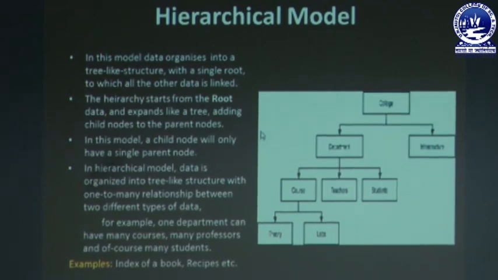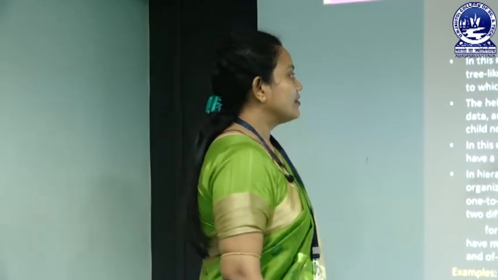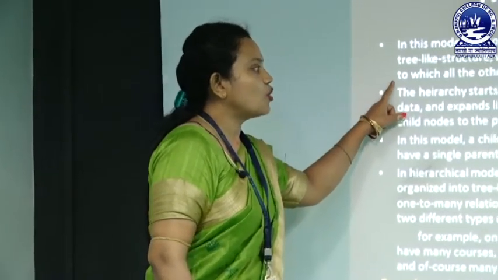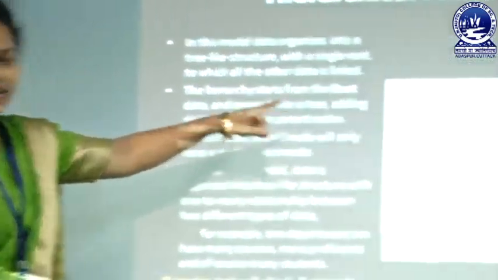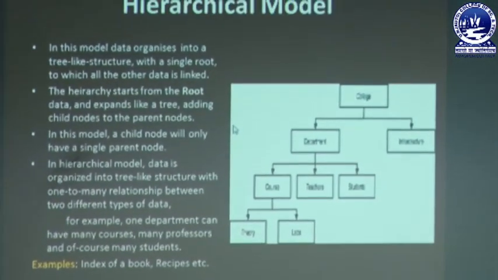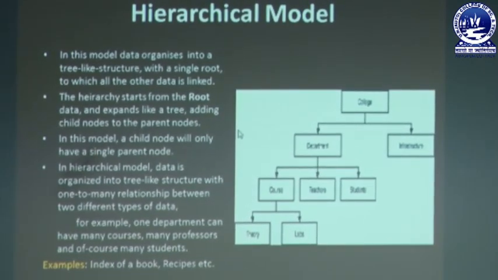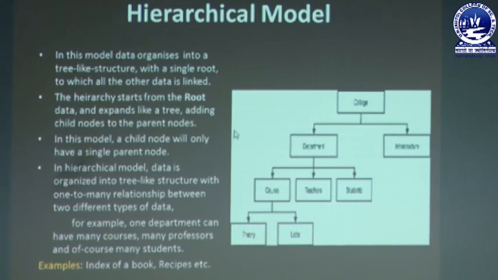So first, we have to know what is hierarchical data model. In this model, data are organized in a tree like structure. That means with a single root to which all other data is linked. So see the picture of how this hierarchical data model is represented. The root is college and the college has two children, department and infrastructure, and department again has 3 children, that is course, teacher, student, and the course also has 2 children, that is theory and labs.